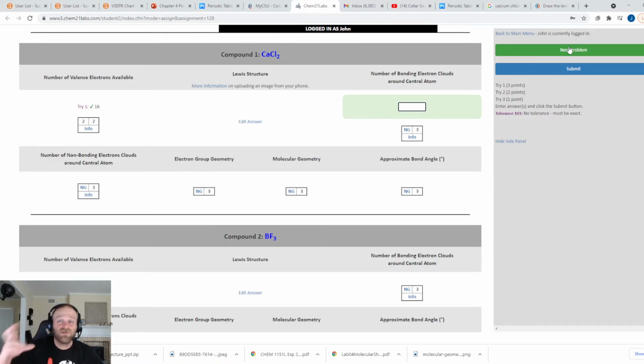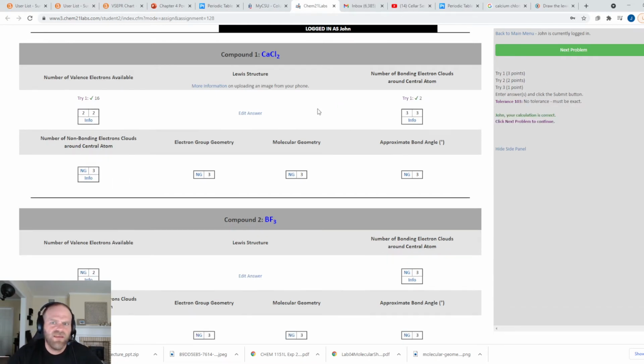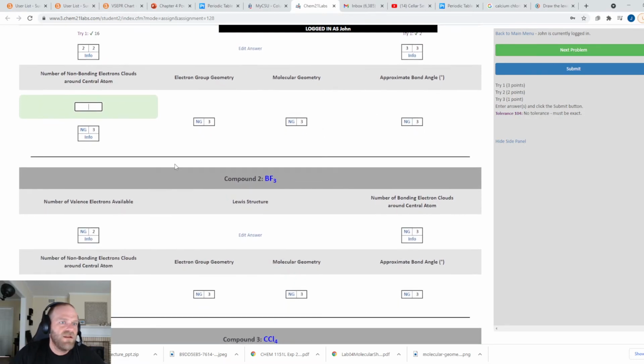So the clouds are the same thing. A lone pair counts as one cloud, and any kind of bond, double, triple, or single, counts as one cloud. Okay, so bonding. Oh, this one's bonding electron clouds. So that's 2 around the calcium chloride. And then next problem, non-bonding lone pairs of electrons, there were 0, right?